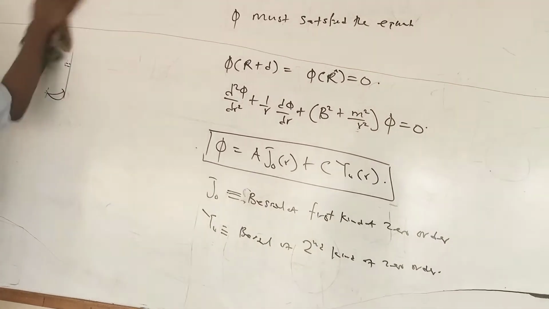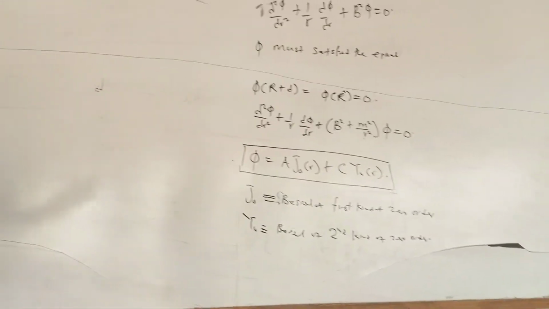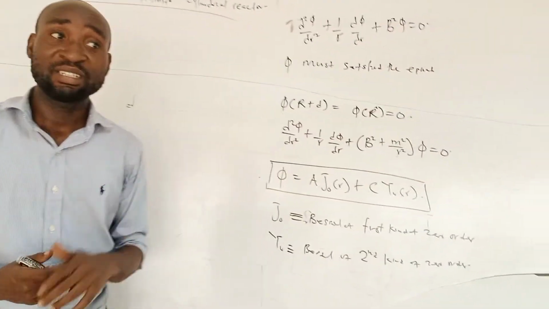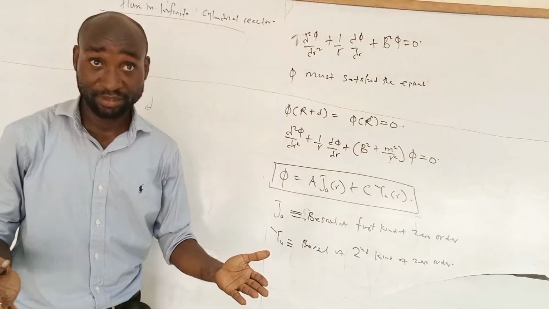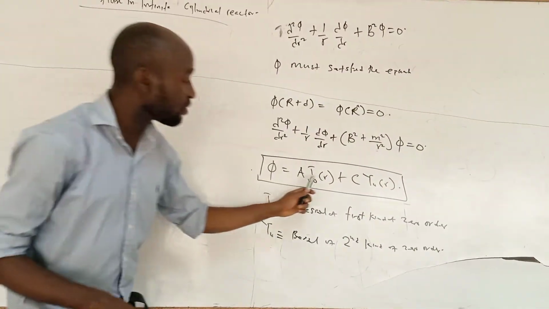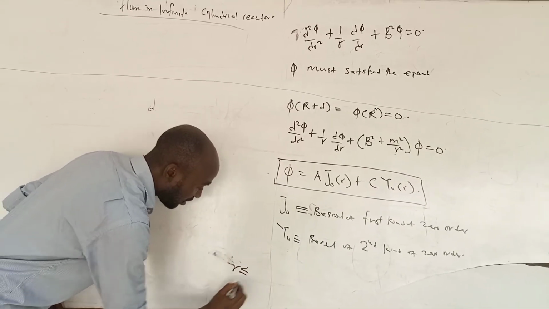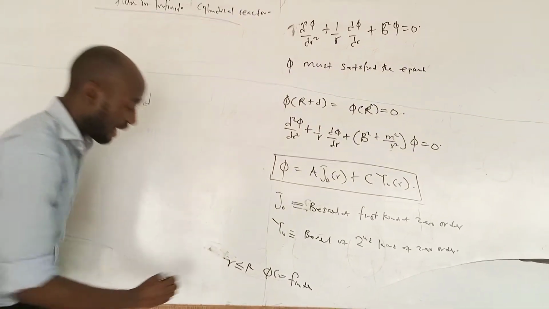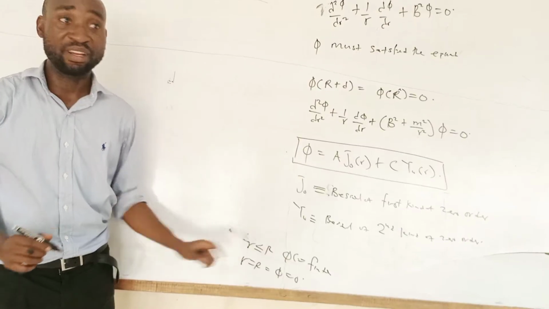But to get our particular solution, we have to investigate these two Bessel functions. How do they look? We know that inside our reactor, the flux must be finite. And second, at the extrapolated distance, the flux must be equal to zero. So we know that when small r is less than or equal to R, our phi will be finite. And at r is equal to R, our phi will be equal to zero. This too is very, very important.